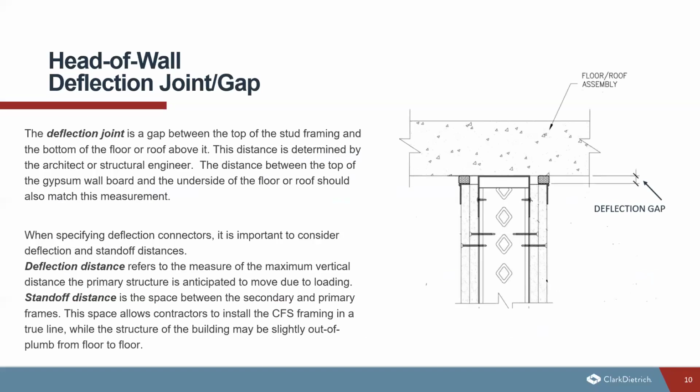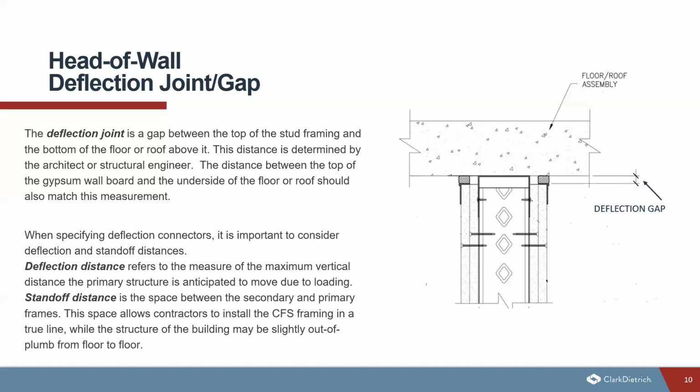And when we talk about head of wall deflection joint and gaps, the deflection joint is going to be the gap that's between the top of the stud framing and the bottom of the floor or roof above it. Now, this distance is going to be determined by the architect or structural engineer, so it does need to be designed. And the distance between the top of the gypsum wallboard and the underside of the floor or roof shall also match that measurement. So whether it's a 1-inch deflection gap, 3/4 inch, that should always be notated on the design. So when specifying deflection connectors, it's important to consider deflection and standoff distances.